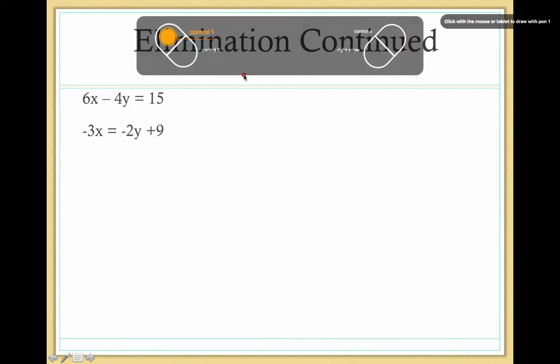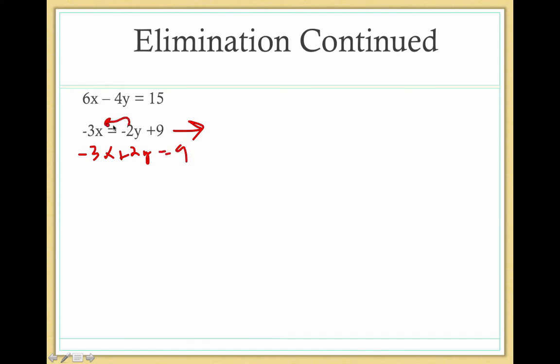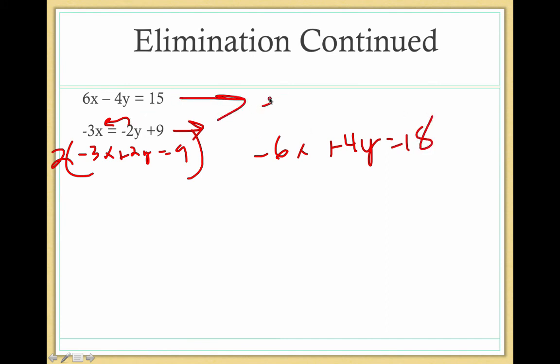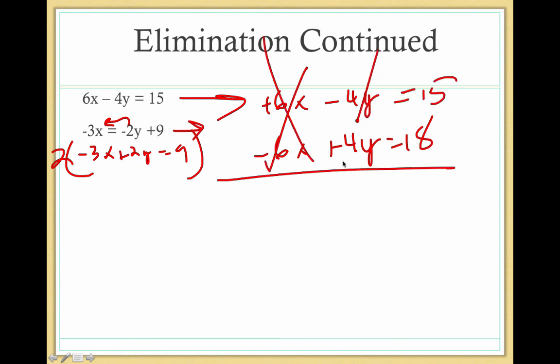If we do elimination, this is going to be a funky one. So the first thing I have to do, I got to write this in standard form. So I got to write negative 3x plus 2y equals 9, so I can move that over. Now, when I multiply this by 2, notice I get negative 6x plus 4y equals 18. On the top, I have positive 6x minus 4y equals 15. And see what happens here? These go away, these go away.